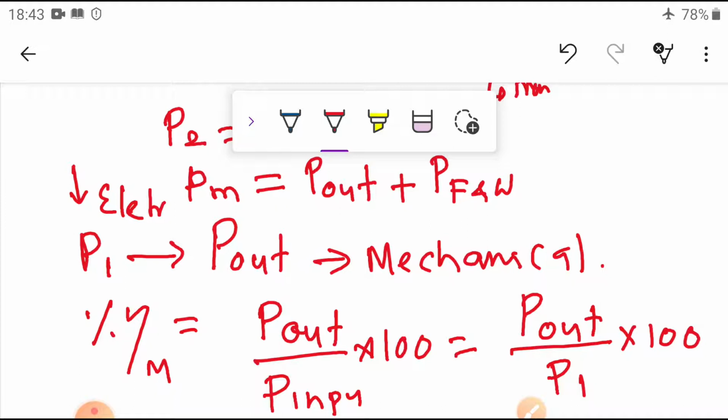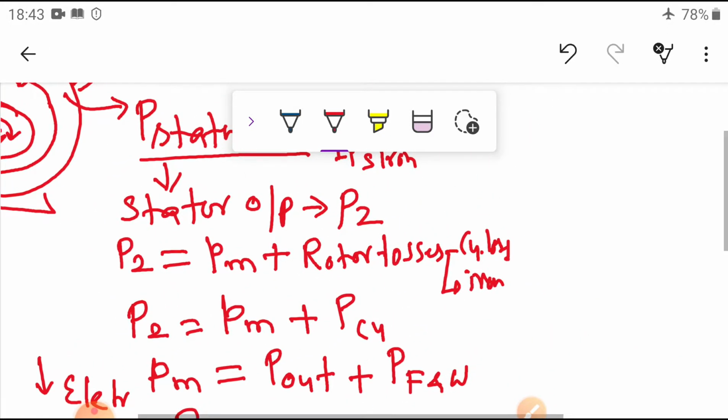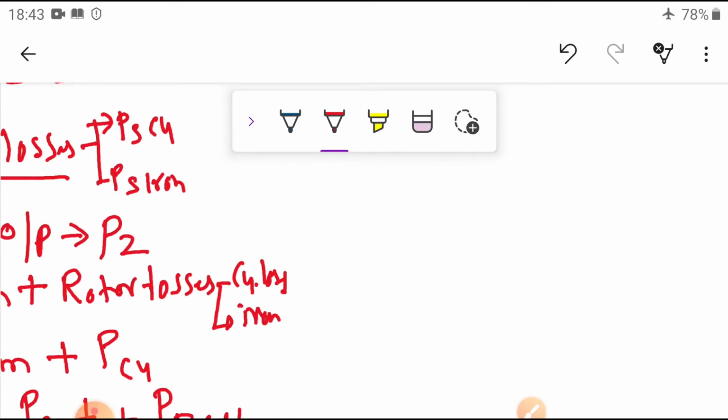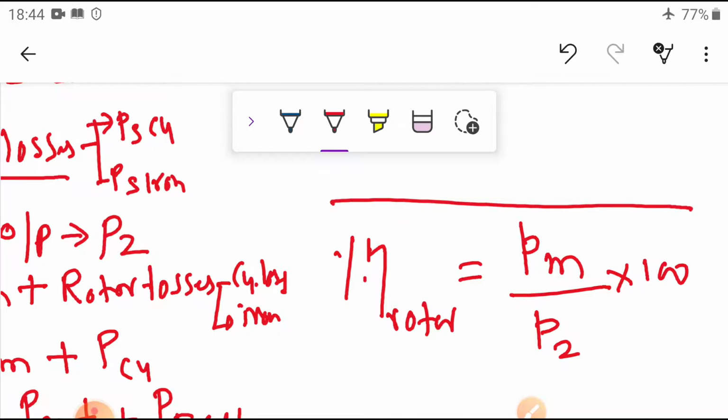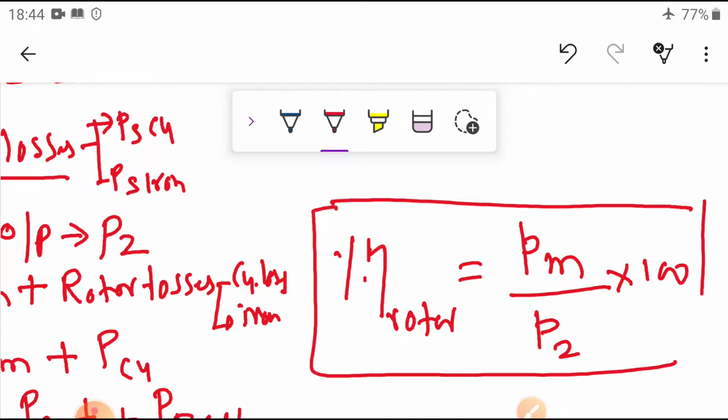Suppose I want the rotor efficiency. What is the output? The output is equal to PM, the mechanical power developed in the rotor, divided by P2, the rotor input. For a percentage, multiply by 100, and we can easily calculate it. These formulas we have derived in the last class.